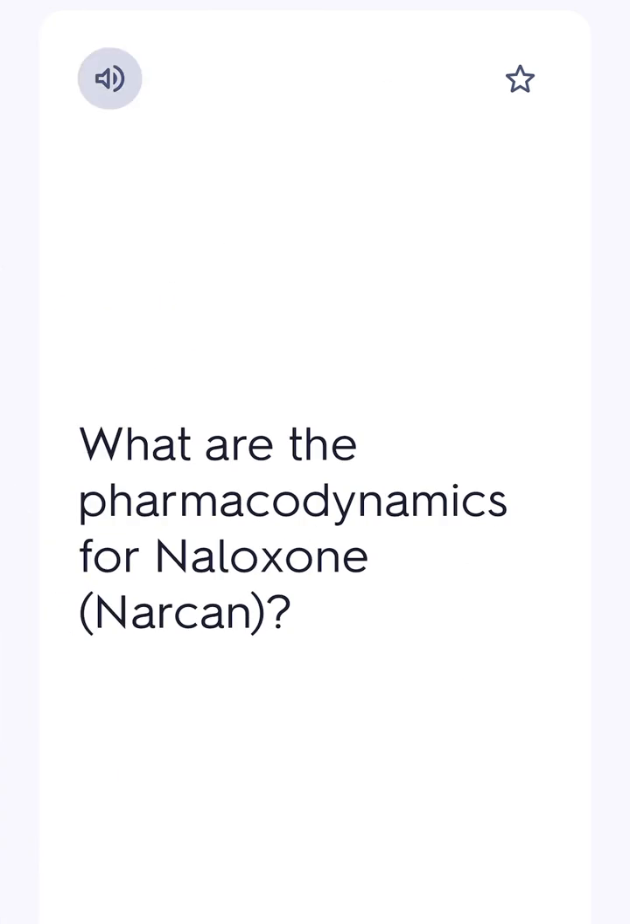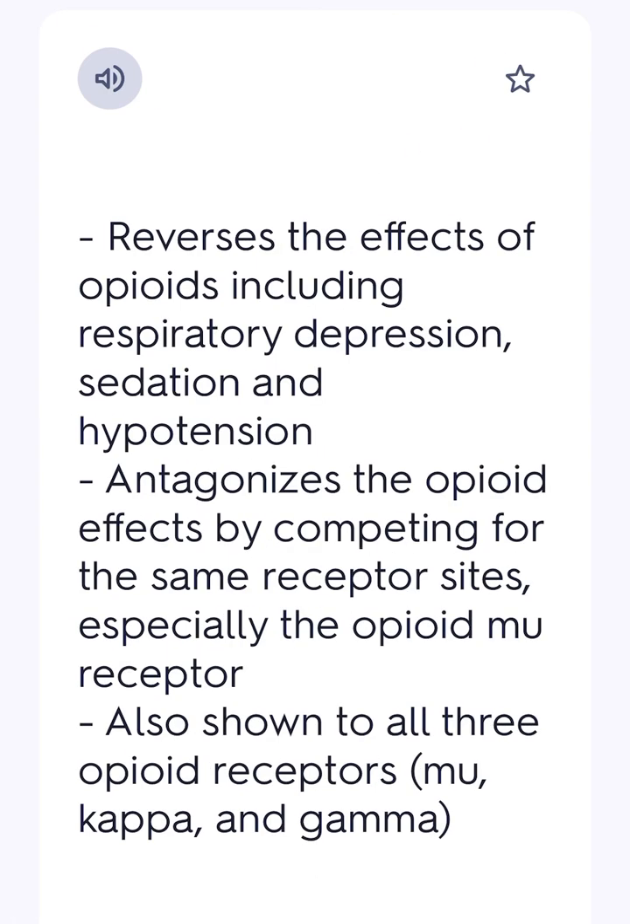What are the pharmacodynamics for naloxone? Reverses the effects of opioids including respiratory depression, sedation, and hypotension. Antagonizes the opioid effects by competing for the same receptor sites, especially the opioid mu receptor, also shown to affect all three opioid receptors.